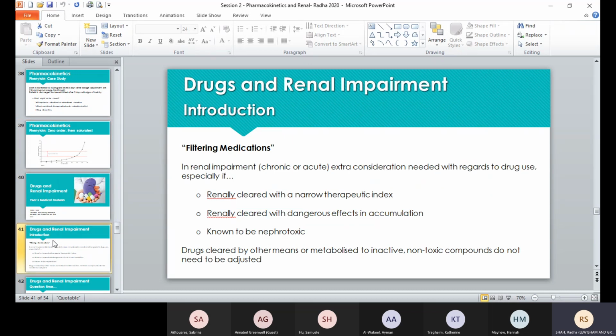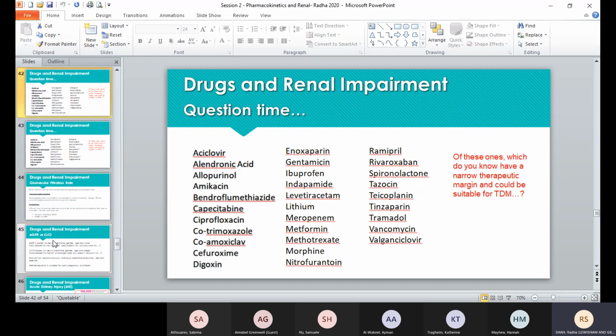So now I'll just talk a bit about drugs and renal impairment. Filtering medications in renal impairment, chronic or acute, extra consideration needs to be taken if the drug is renally cleared with a narrow therapeutic index, so TDM monitoring, renally cleared with dangerous effects in accumulation, and if the drug is known to be nephrotoxic. Drugs cleared by other means or metabolized to inactive non-toxic compounds do not need to be adjusted.